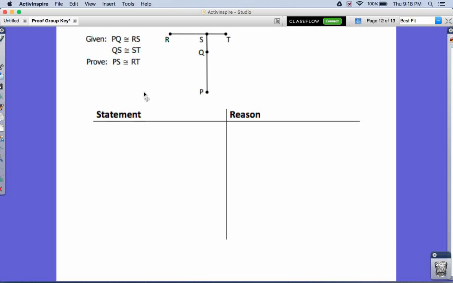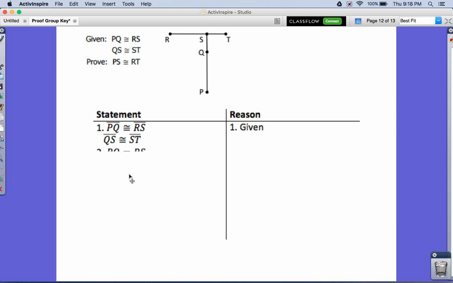In this case, they actually tell us that both of the small groups are congruent, so PQ is congruent to RS and that QS is congruent to ST. They ask us to show that the whole line segments are congruent. So first we're going to start with our given, just like always. So we're given that PQ is congruent to RS and that QS is congruent to ST.